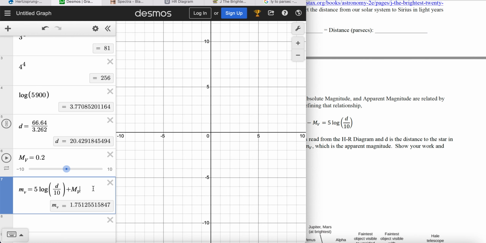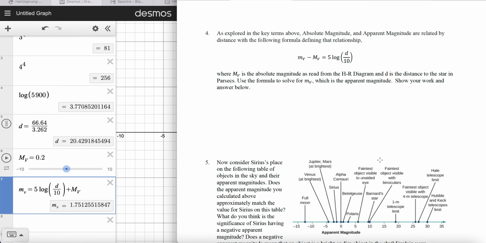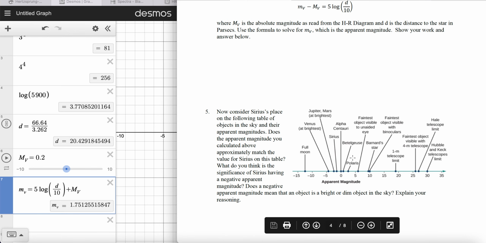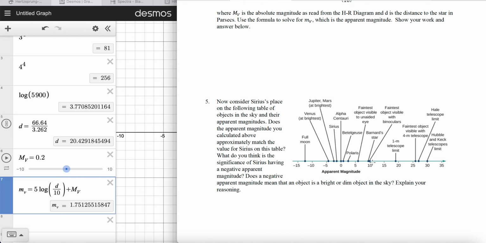We have an apparent magnitude that we calculated for Aldebaran by referencing the table from the OpenStax textbook and the HR diagram. And that's exactly what you're going to do for Sirius. Now you're going to go on to another little figure, which is one that I like to use. It's actually from a different textbook, but I stole it. Now we're going to consider Sirius's place on the following table. This table isn't as fundamental by any means as the HR diagram, but it does relate to Earth's sky. When you look up at night, what are the things you can see?